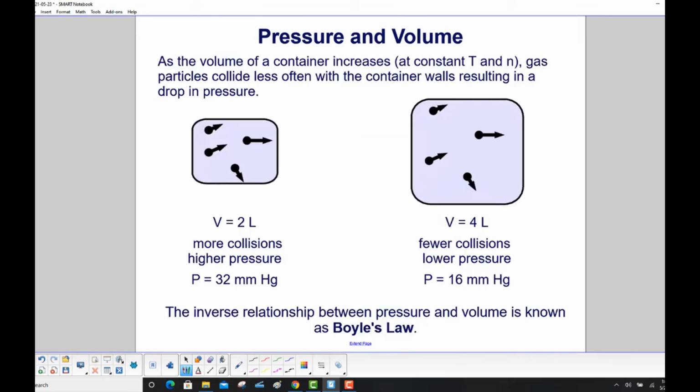As the volume of a container increases, with a constant T and number of moles, gas particles collide less often with the container walls, resulting in a drop in pressure. So here we have a volume of 2 liters, more collisions, higher pressure, 32 millimeters of mercury. Over here, fewer collisions, lower pressure, and a pressure of 16 millimeters of mercury. The inverse relationship between pressure and volume is known as Boyle's law.